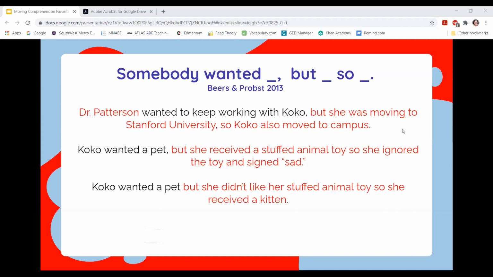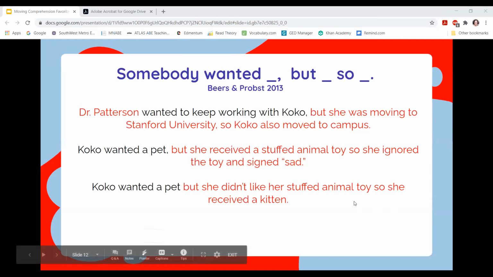All right, here's a few examples that I've gotten from my students doing this activity. Dr. Patterson wanted to keep working with Coco, but she was moving to Stanford University, so Coco also moved to campus. Coco wanted a pet, but she received a stuffed animal toy, so she ignored the toy and signed sad. Coco wanted a pet, but she didn't like her stuffed animal toy, so she received a kitten.